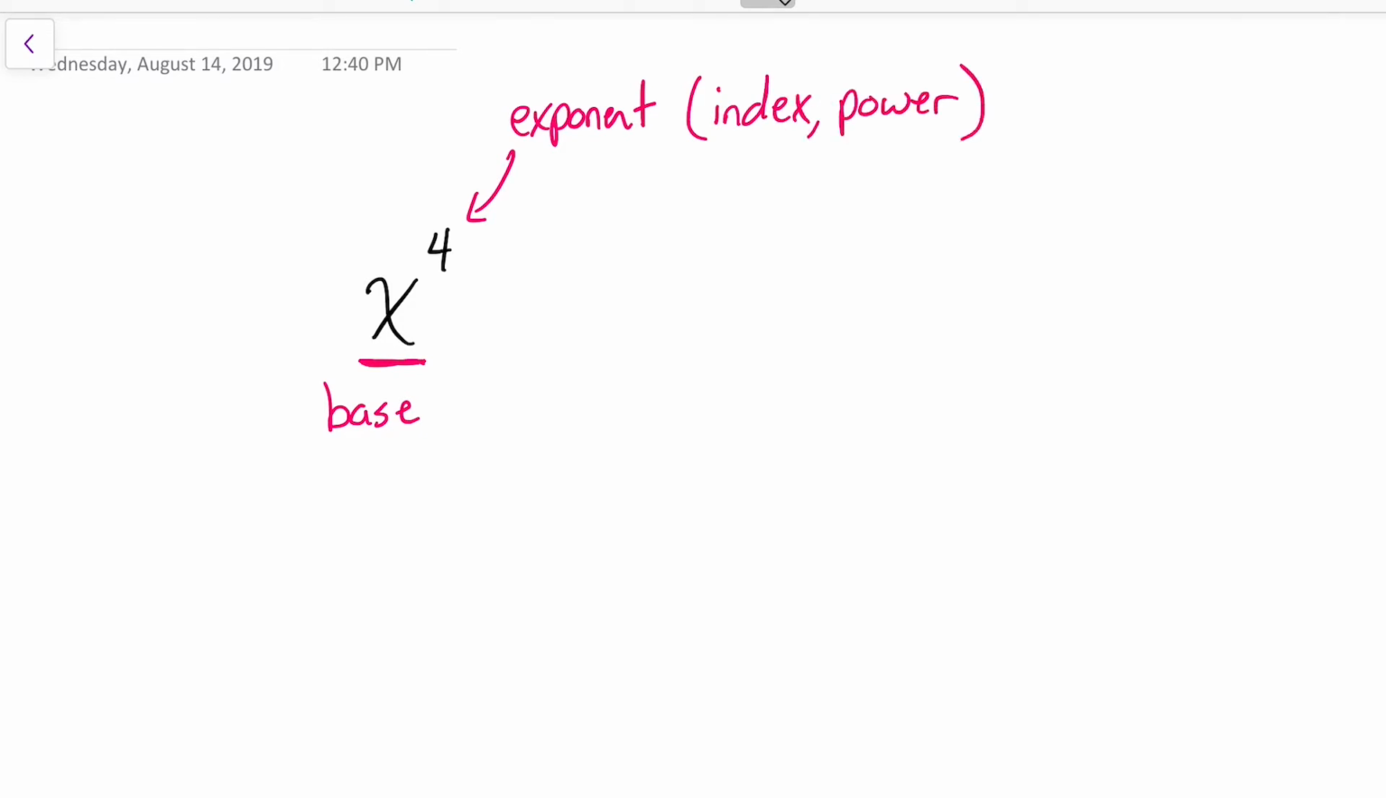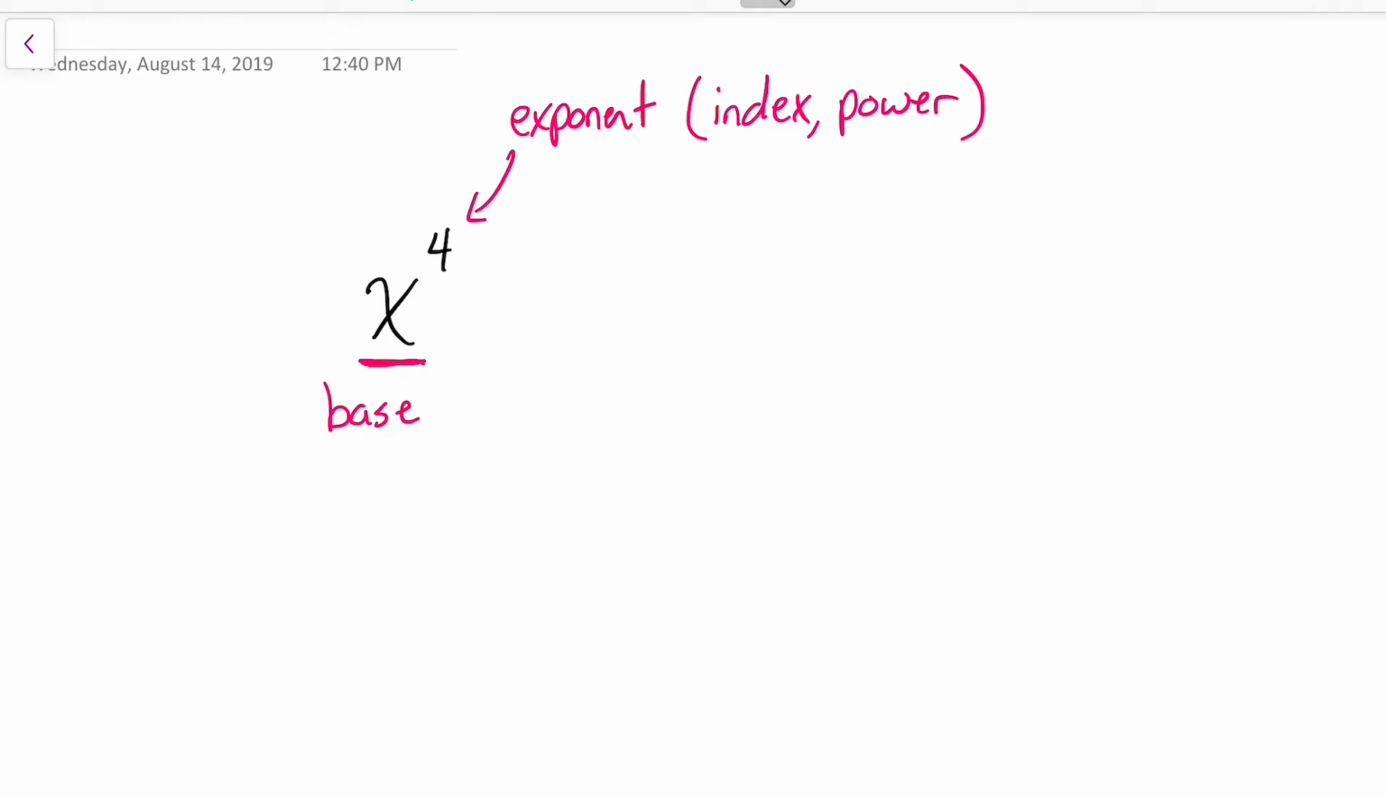Okay, so again, x is referred to as our base, and this 4 we can call the exponent commonly, or you might also see index or power. All these are just different words that mean the same thing.